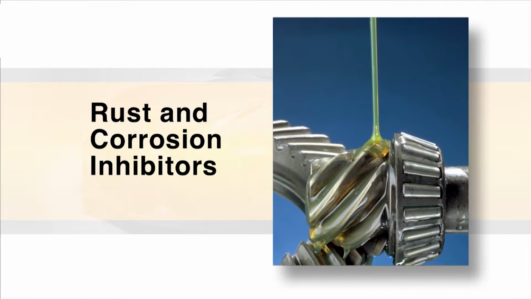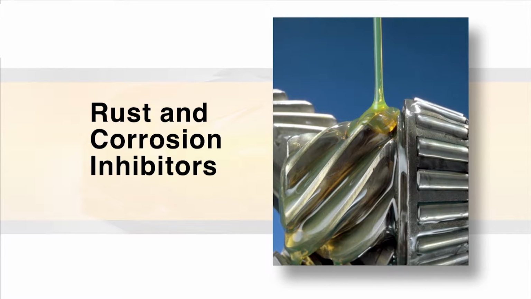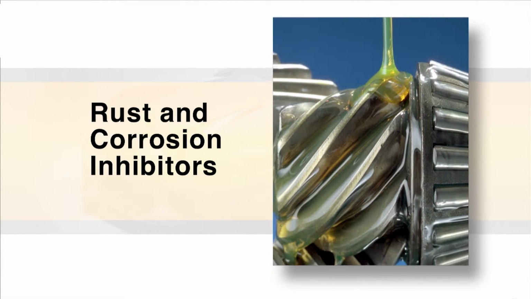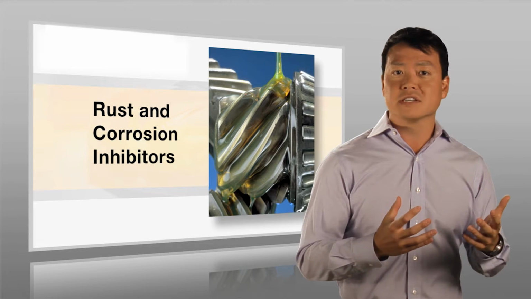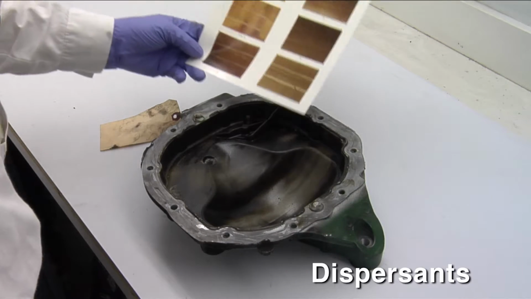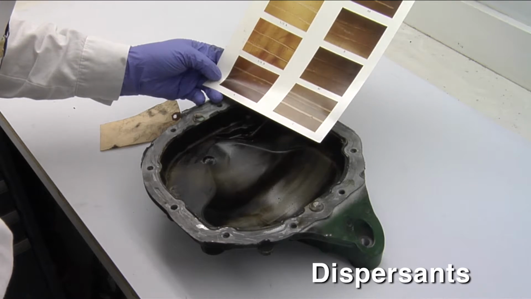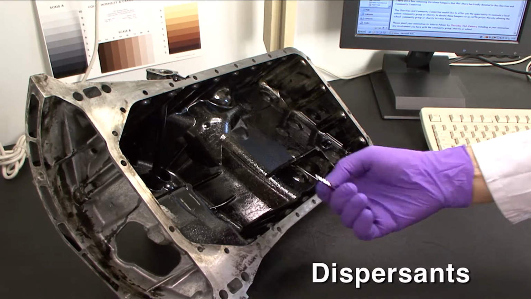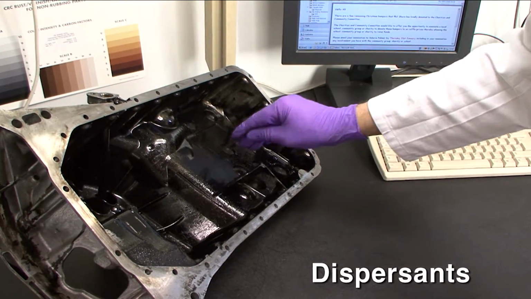The next elements of the additive package are the rust and corrosion inhibitors. They form a thin, compact film on the metal surfaces that reduces the dissolution of metal ions into the surrounding environment. This prevents metal loss and avoids exposing fresh metal that would wear more quickly. Dispersants keep dirt and debris particles suspended in the axle oil from sticking together. This keeps the inside of the axle clean and stops the formation of larger particles that could cause damage to gears, bearings, or the oil seals.